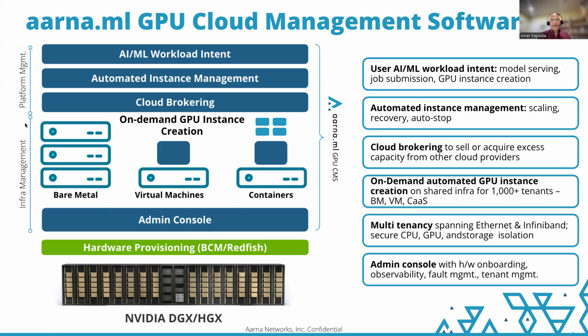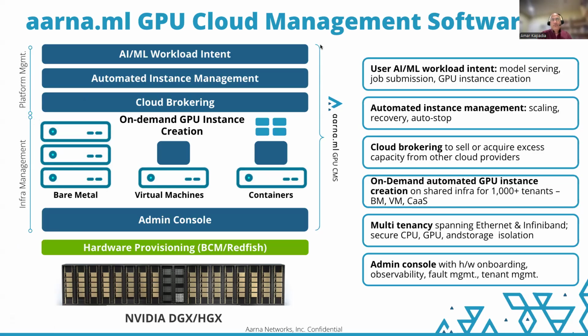Above that is the functionality for the tenants. The tenants can come and create GPU instances. It can be bare metal, virtual machines, or Kubernetes, container as a service. And these instances are fully isolated from a CPU, GPU, Ethernet, InfiniBand, and storage point of view. Together, this admin layer and the tenant functionality layer, we call it the infra management layer. And AI cloud providers can take this layer and convert it into IaaS, or infrastructure as a service.